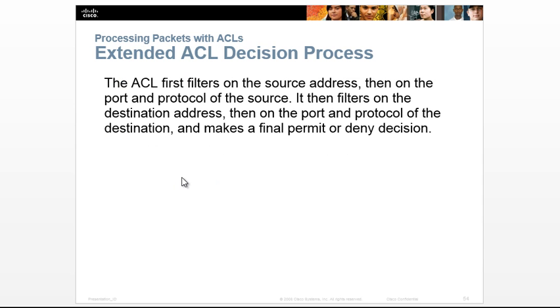The ACL first filters on the source address, then on the port and the protocol of the source. It then filters on the destination address, and then on the port and protocol of the destination, and makes a final permit or deny based off of that. So it's important to remember that as you craft these commands.